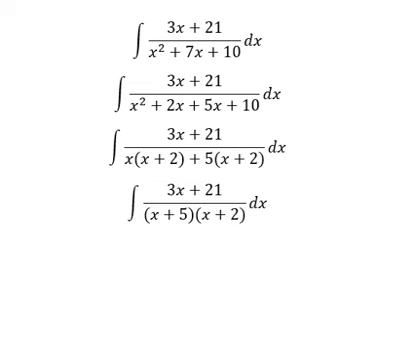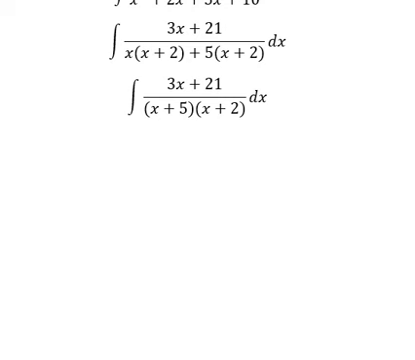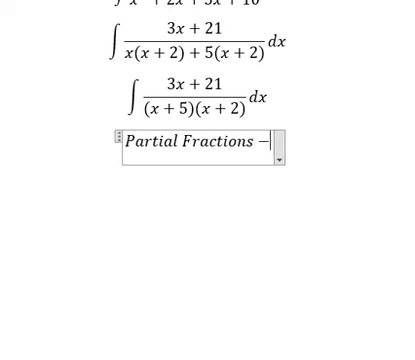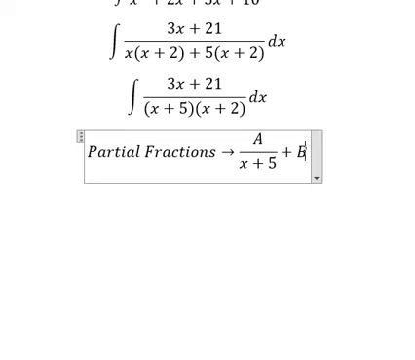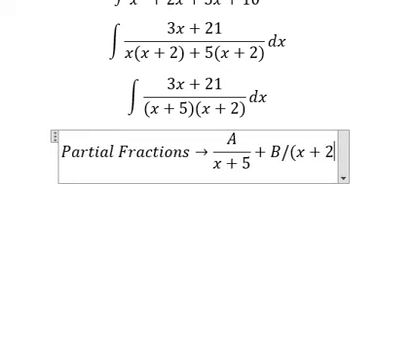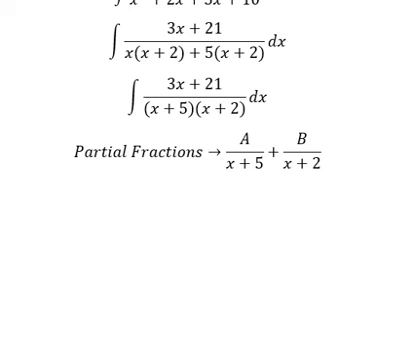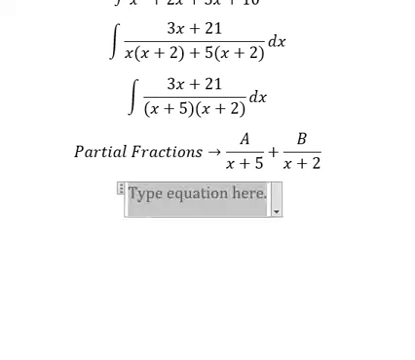Now, we can use partial fractions. So I will put A over s plus number 5 and B over s plus number 2. And now, we can do common denominator.